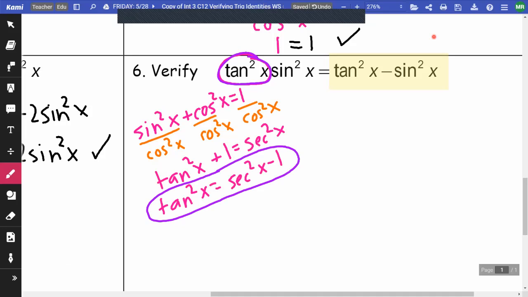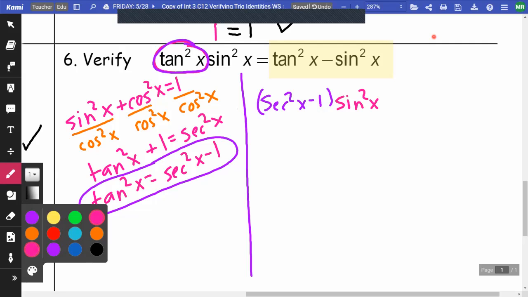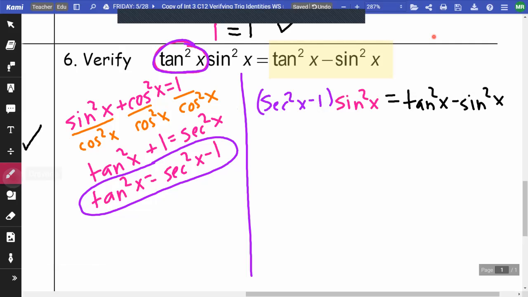So I am going to write this here. In place of my tangent squared, I'm going to write secant squared x minus 1, times my sine squared x. And my goal is to get tangent squared x minus sine squared x. I am going to distribute. When I distribute my sine squared x, I'm going to get secant squared x sine squared x minus sine squared x.